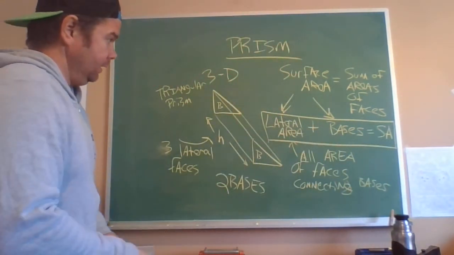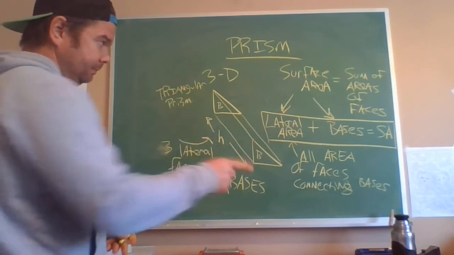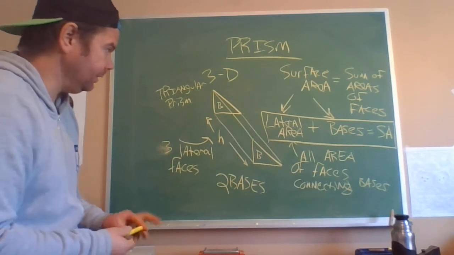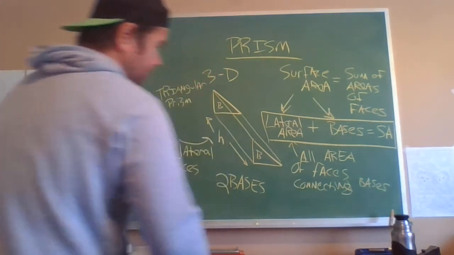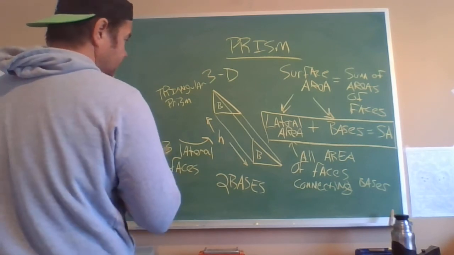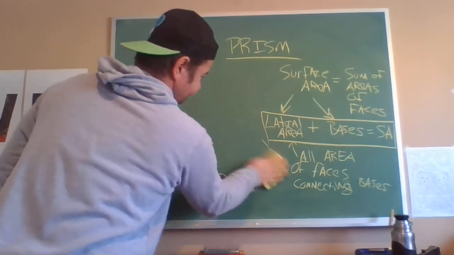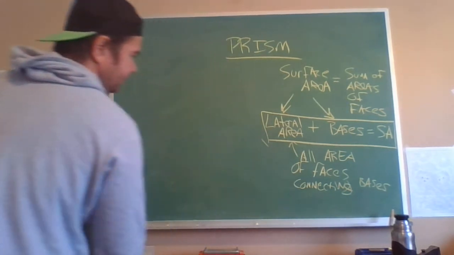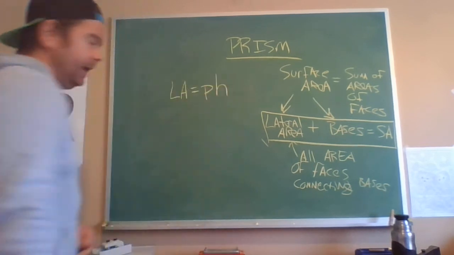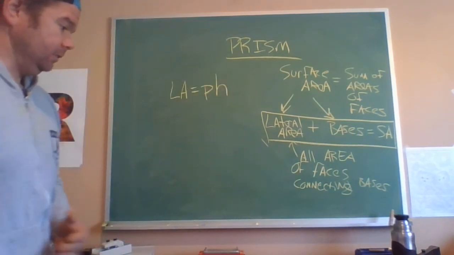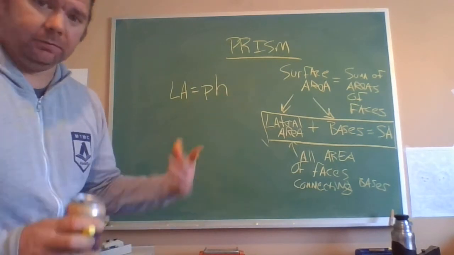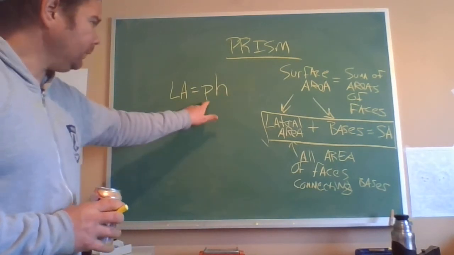All right, so last piece of this, let's talk about the shortcut for finding the lateral area of any prism. You can find that by doing lateral area equals pH. You're probably sitting there wondering, what do you mean? H probably stands for the height of the prism, which it does. But what does the P stand for?